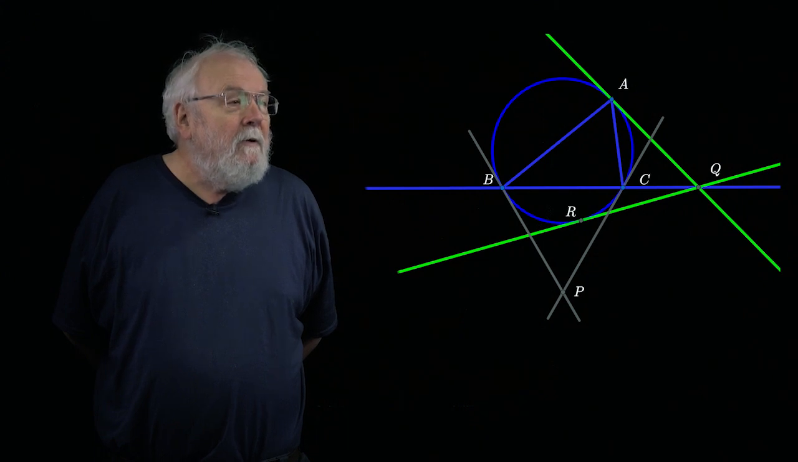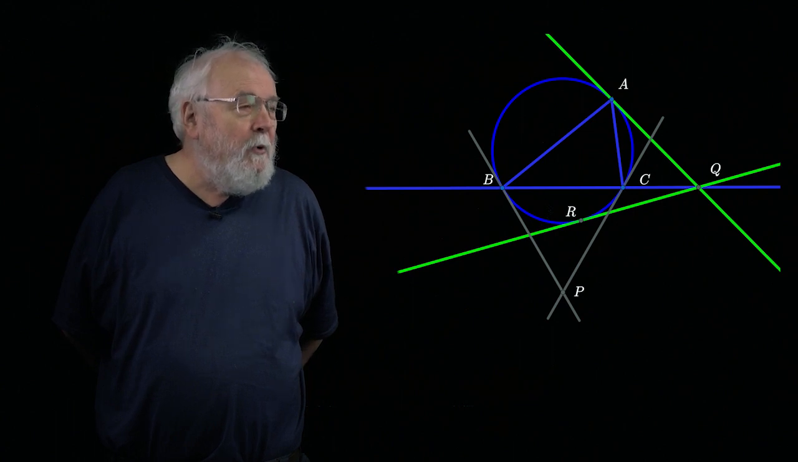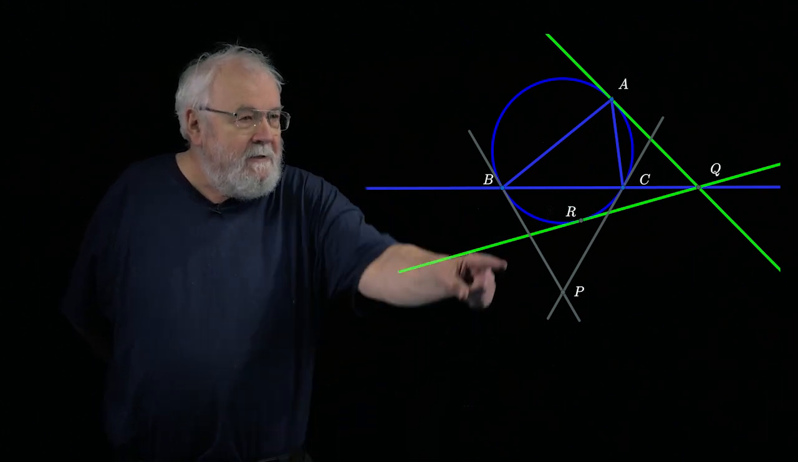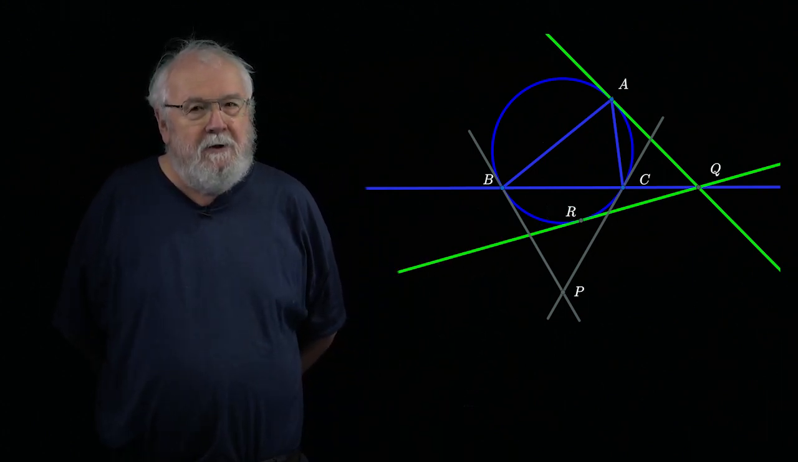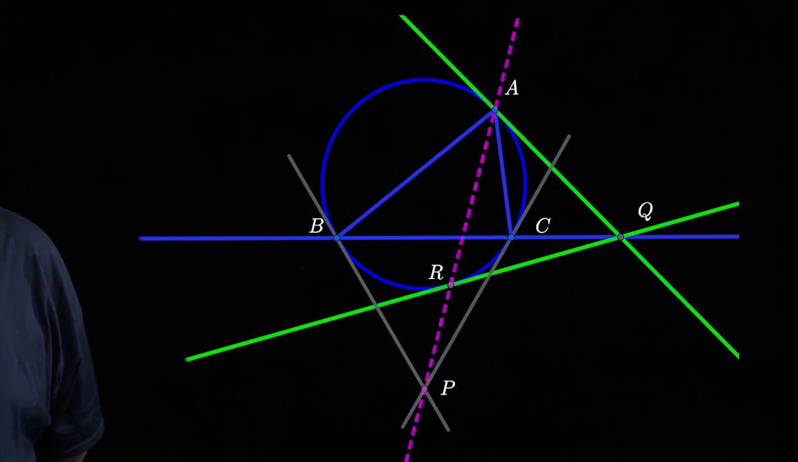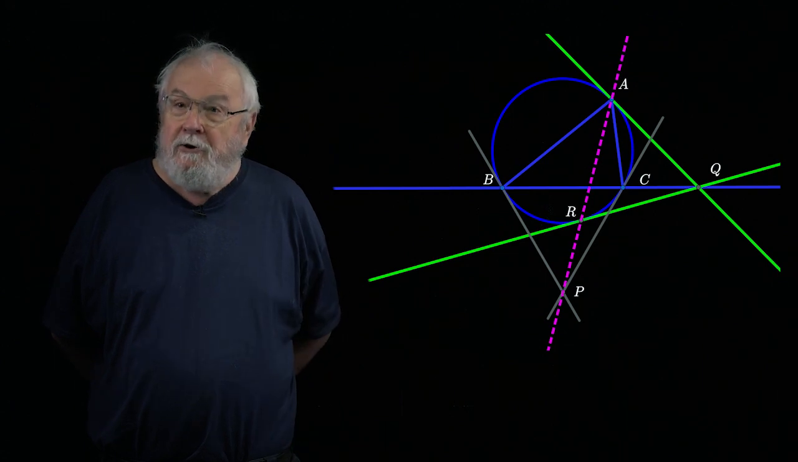Now, there are two lines which are tangent to the circumcircle, drawn from Q. One is the line AQ, but there's another one down here. And it touches the circumcircle at a point R. Now look at the diagram. Can you spot something interesting about this configuration? Look for a collinearity. As I expect some of you observed, the points A, R, and P lie on a straight line.